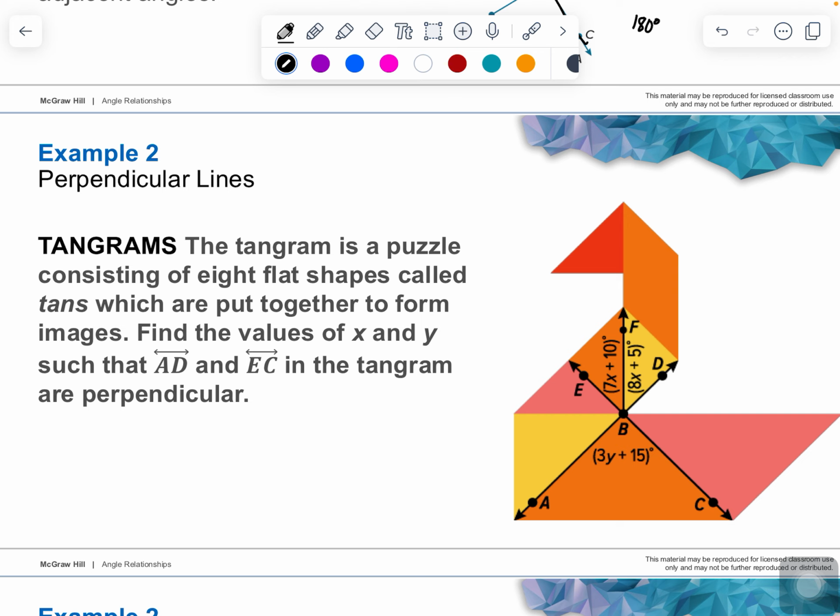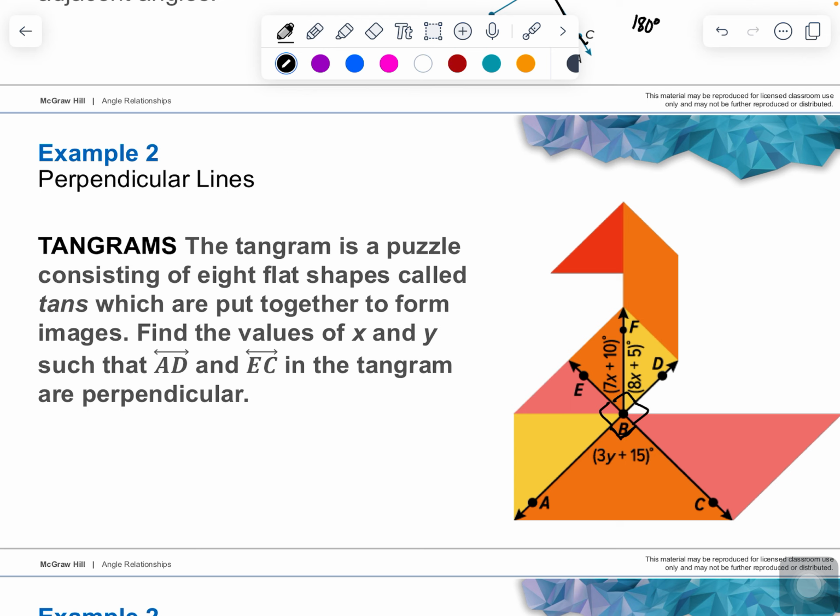So in this one, a tangram is a puzzle consisting of 8 flat shapes called tans, which are put together to form images. Find the values of x and y such that AD and EC in the tangram are perpendicular. So if they are perpendicular, what do these angles have to look like? That's the question. Well, that would have to mean that this is 90 in there. That's 90, 90, and 90, right? All the way around.